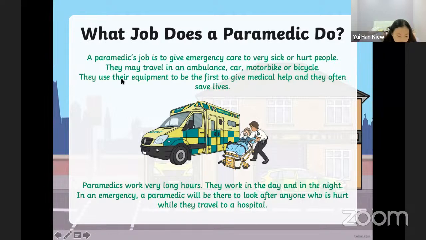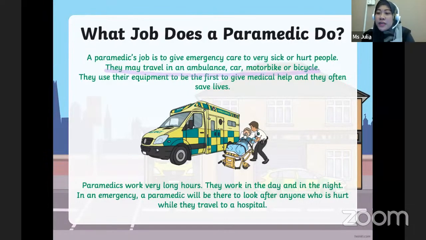So let's continue. How about this, Jihan? Can you read this? They might travel in an ambulance, car, motorbike or bicycle. Okay, good. So when do you think the paramedic will use a motorbike? When in a very traffic jam. Very good. If it's really an emergency, he will go first by motorbike, and then the ambulance will follow behind. He will bring his medical bag, so he or she can help the person who is injured.